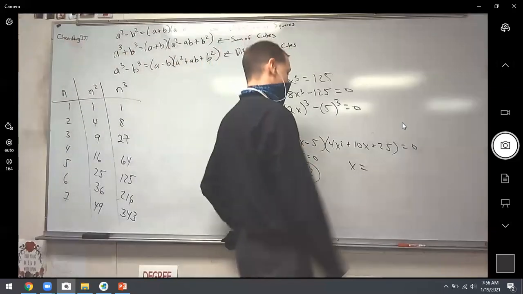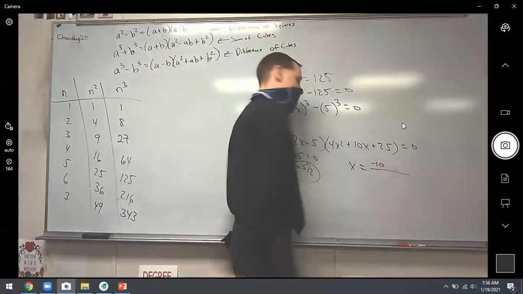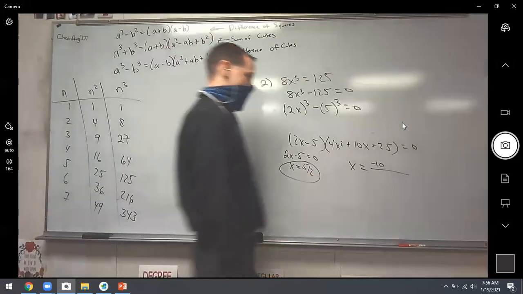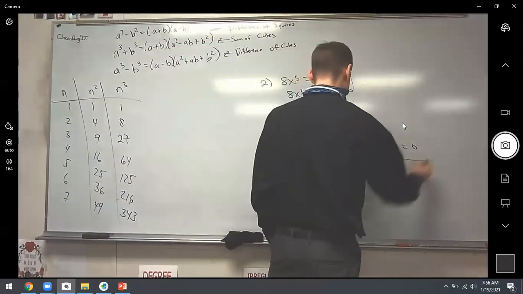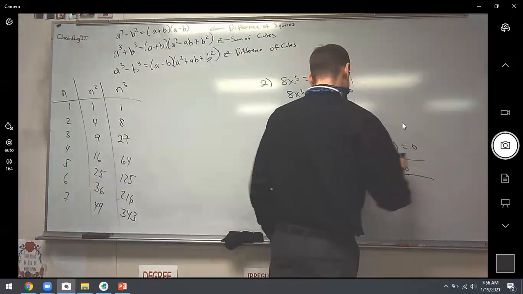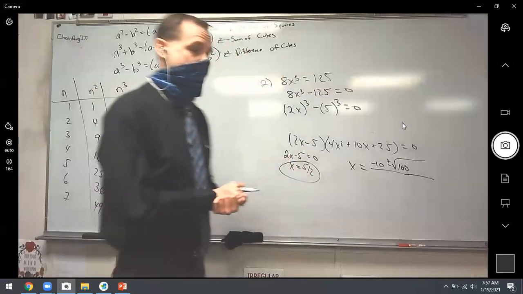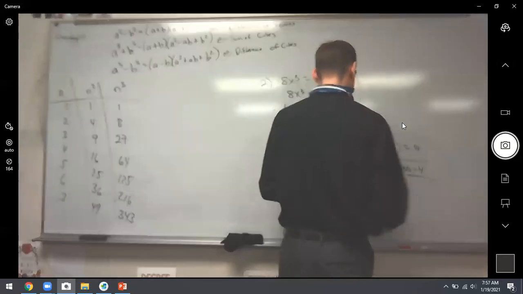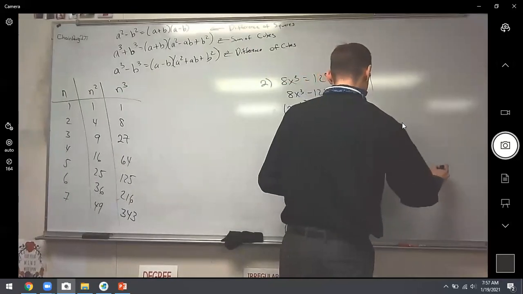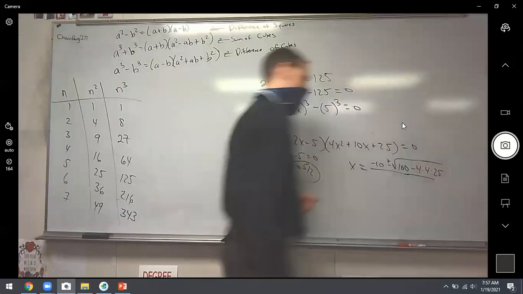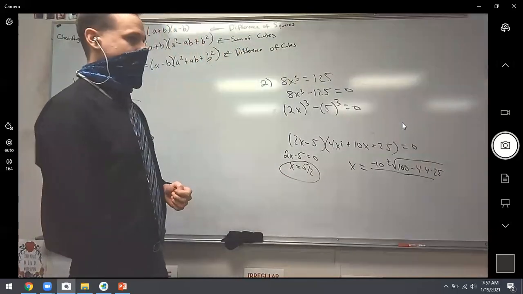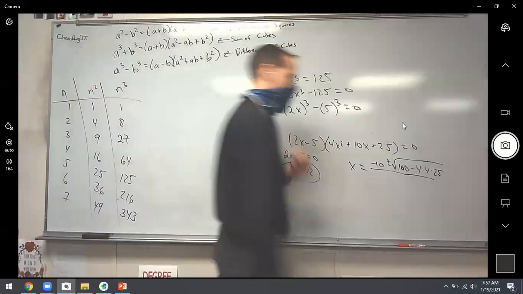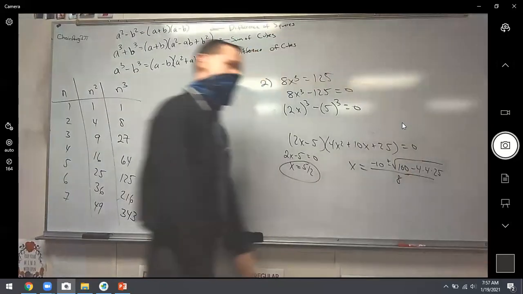Here we go. X equals negative b. That would be negative 10, plus or minus the square root of b squared. 10 squared is 100, minus 4ac. So minus 4 times a. A is also 4. And c is 25. All over 2a. A was 4. And 2 times 4 is 8.